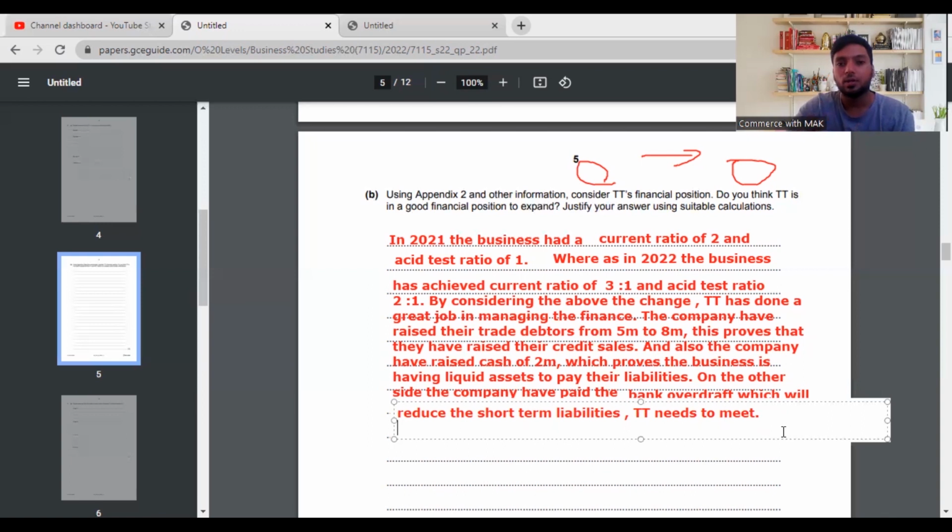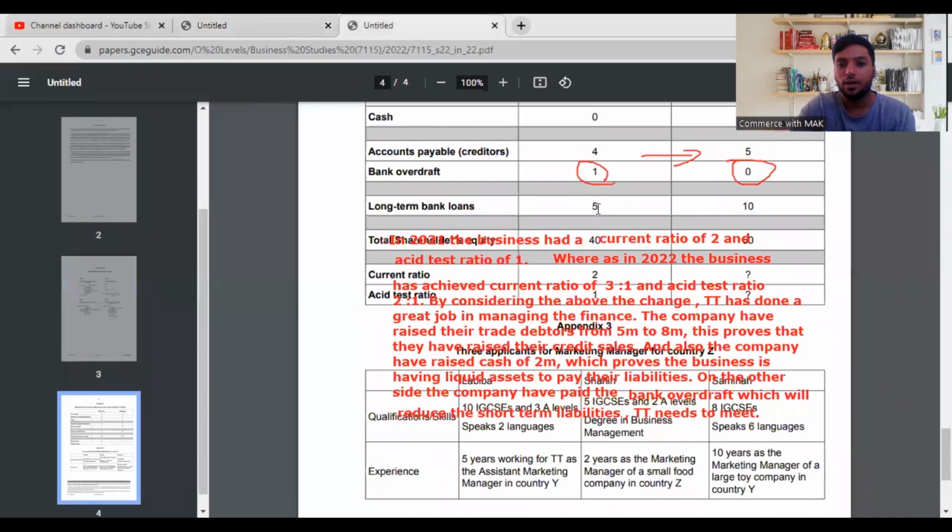they have taken, because in this case study they have said that they have raised a bank loan from 5 million to 10 million. You can see here, which is not a good thing they have done. So though they have reduced the short-term liabilities, the long-term liabilities of the business is a bit risky. So I'm going to write about that now.